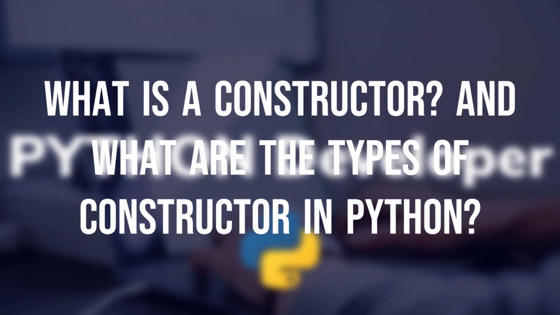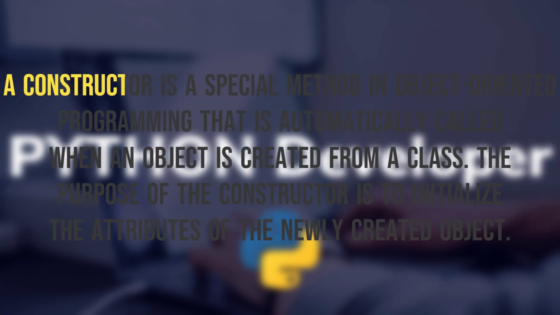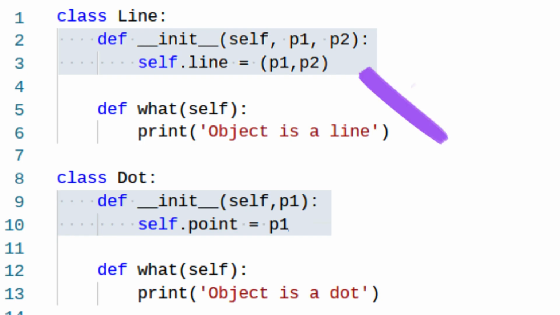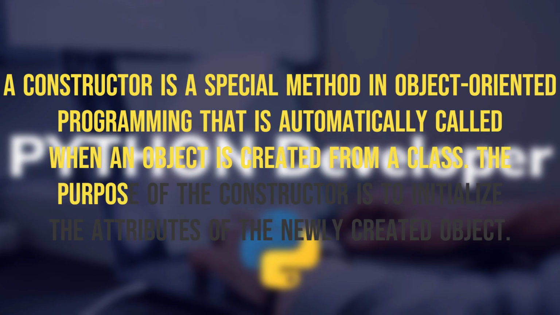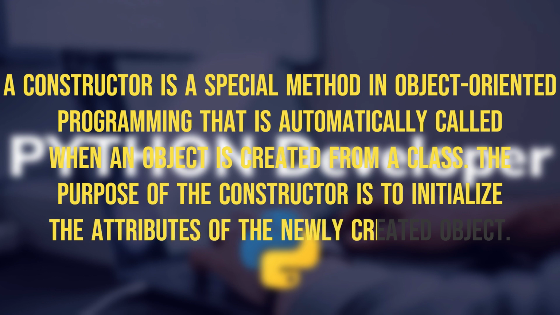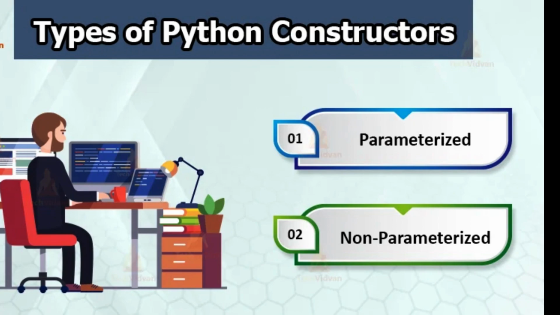Next question is, what is a constructor? And what are the types of constructor in Python? Answer. A constructor is a special method in object-oriented programming that is automatically called when an object is created from a class. The purpose of the constructor is to initialize the attributes of the newly created object. There are two types of constructors in Python.